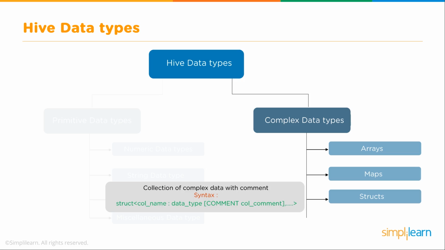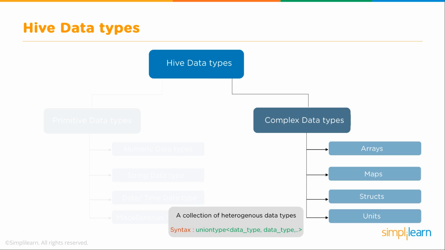And then a collection of complex data with comments. So we can have a structure where you have column name, data type, column comment. So you can get very complicated structures in here with your collection of data and your commented setup. And then we have unions, and this is a collection of heterogeneous data types. So the syntax for this is uniontype, data type, and so on. A little bit different than the arrays, where you can actually mix and match different types.